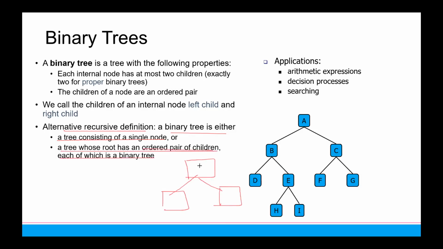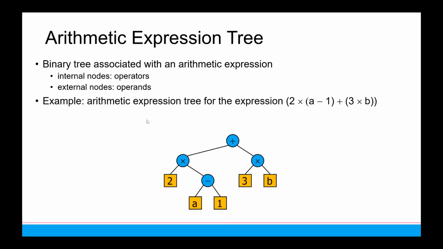So the applications can be arithmetic expressions. For example, you have A plus B. We can have plus, and then A and then B. Also decision processes and searching. We will see some examples later. For the arithmetic expression, we call it a binary tree associated with the arithmetic expression. The internal nodes are operators, and the external nodes are operands.